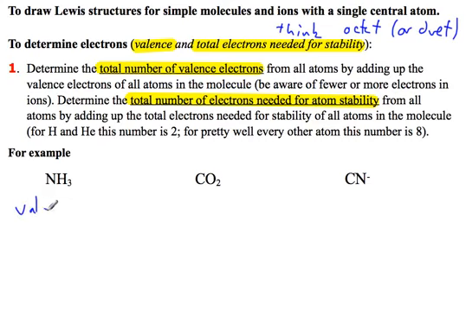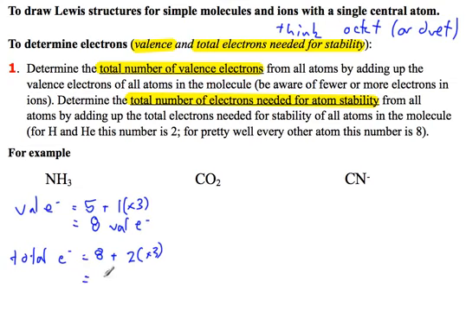So total valence electrons in ammonia: we are looking at 5 for nitrogen plus 1 times 3 for the 3 hydrogens. So we have 8 valence electrons. Total electrons for ammonia: for nitrogen, it needs 8, plus hydrogen only needs 2 times 3, which would equal 14 total electrons, sorry. So we need 14 electrons to satisfy all the valence shells. We have 8 valence electrons.